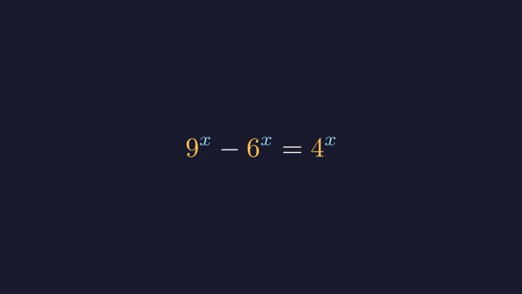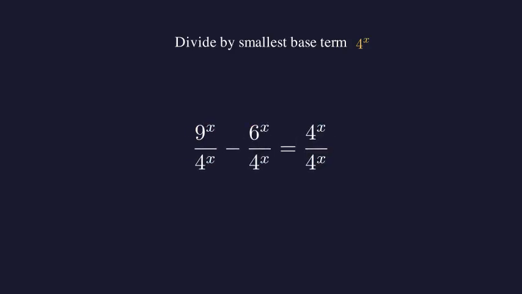The key strategy is to normalize the equation by dividing every single term by the smallest base term, which is 4 to the power of x. Watch as we distribute this division across the equation. On the right side, 4 to the power of x divided by itself simplifies instantly to just 1. On the left side, we now have two fractions, 9 to the power of x over 4 to the power of x minus 6 to the power of x over 4 to the power of x.